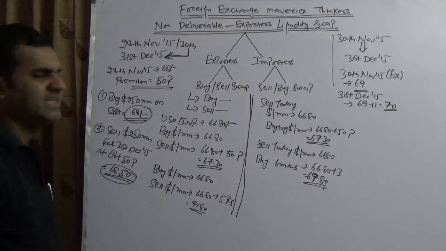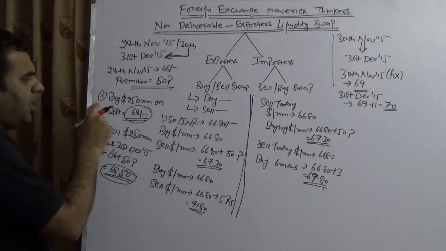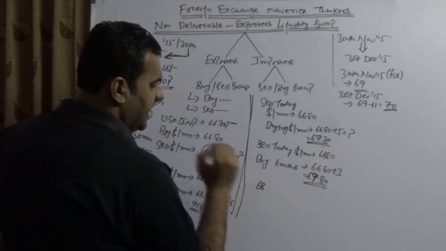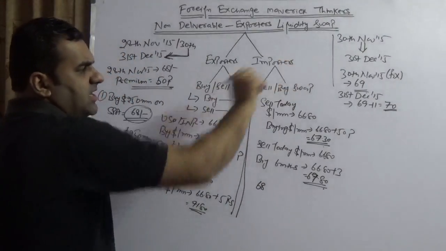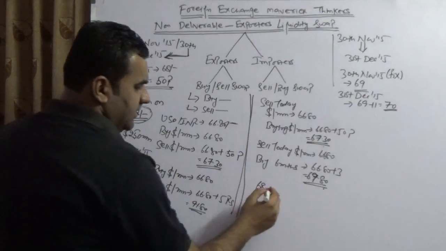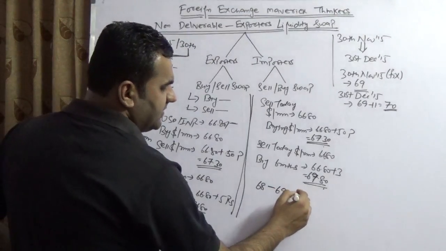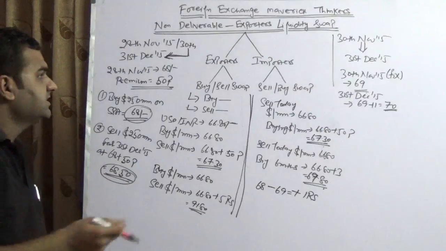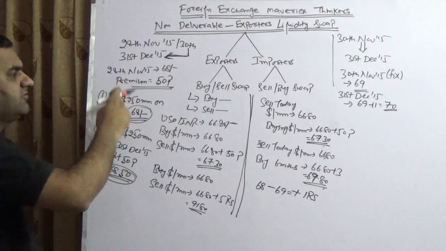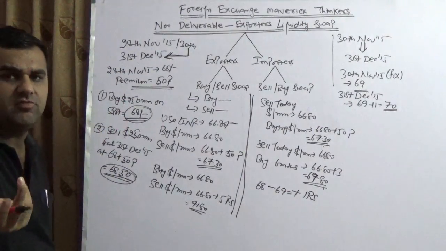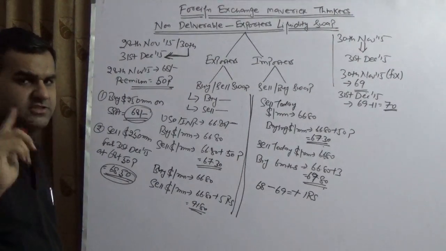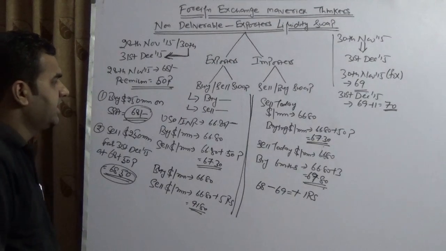Now leg 1, the settlement of leg 1. You bought at 68, and fixing happens to be 69. So it means there is a gain of 1 rupee, because you bought at 68, sitting on 28th November 2015, for 30th November. However, fixing happens to be 69, so you got a benefit of 1 rupee.